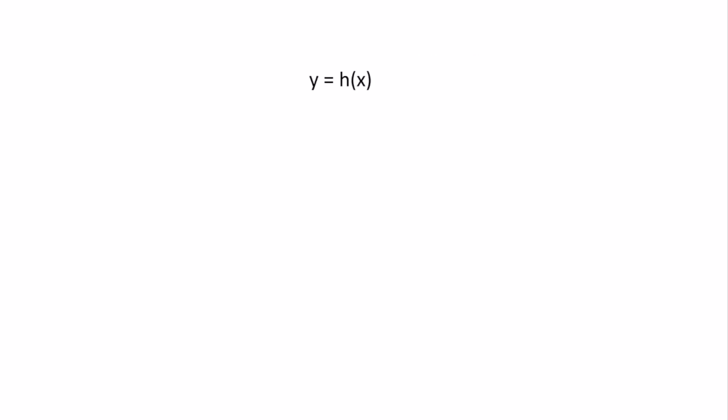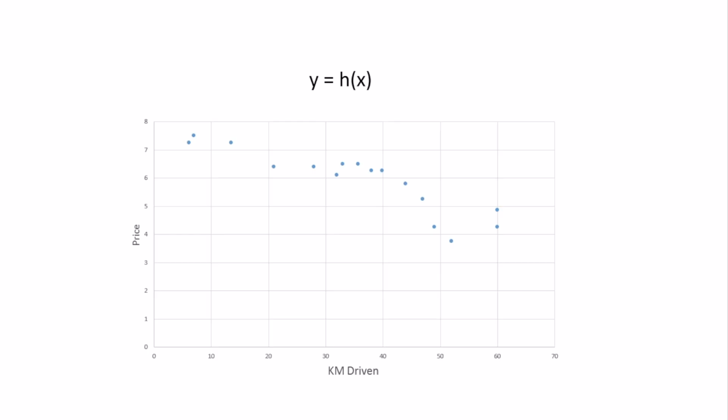Let's check y equals h of x. How can we obtain the mapping using machine learning? To see this data on a graph, we would require 5 dimensions, which is not visually representable. So to keep this example simple and understandable, we have kept only kilometers driven and price. From this graph, we can see a negative relationship between x and y. That means if kilometers driven increases, price decreases, and vice versa.